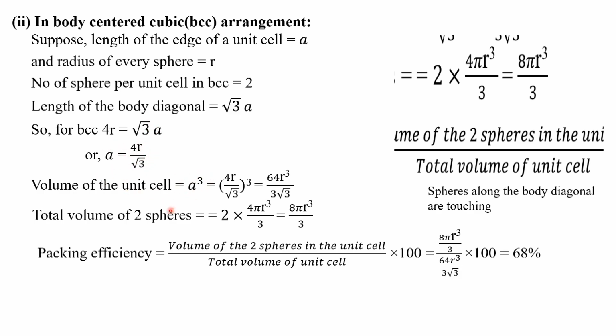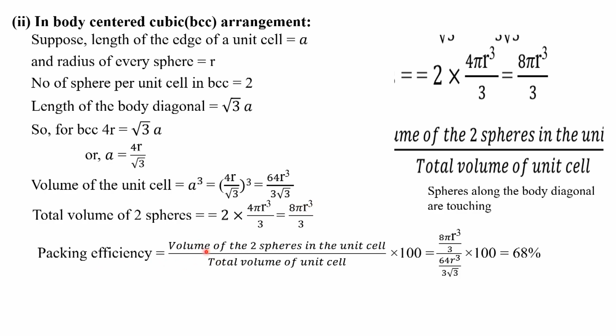So the volume of the unit cell, like before, is a raised to the 3, and the value of a we just calculated is 4r by square root 3. So cubed, we get 64 r to the 3 by 3 root 3. Now the total volume of two spheres. For one sphere, the volume is 4 by 3 pi r cube. Times 2, the total volume of two spheres is 2 times 4 pi r cube by 3. So we get 8 pi r cube by 3.